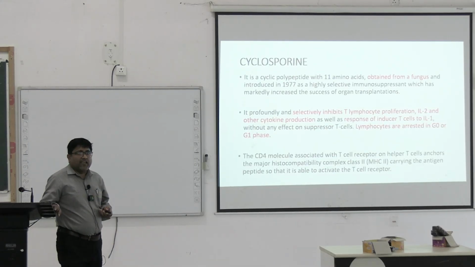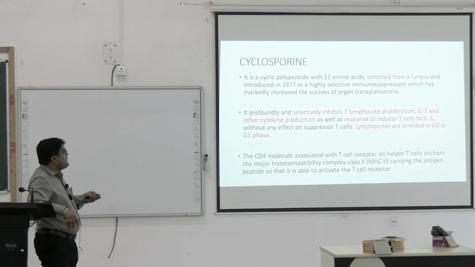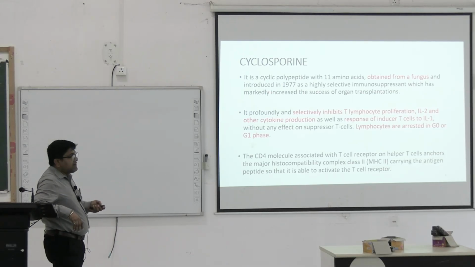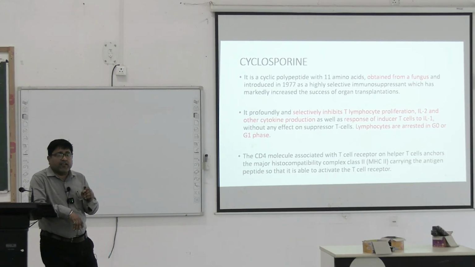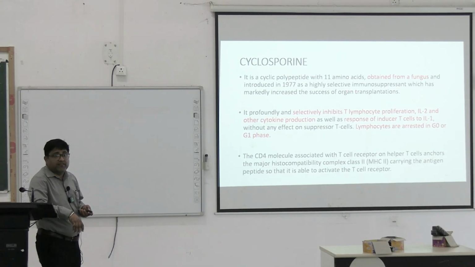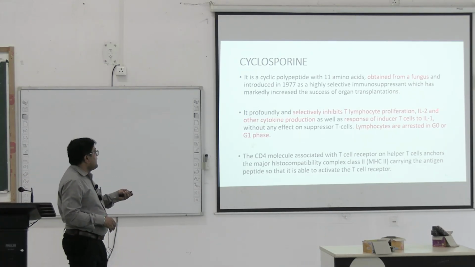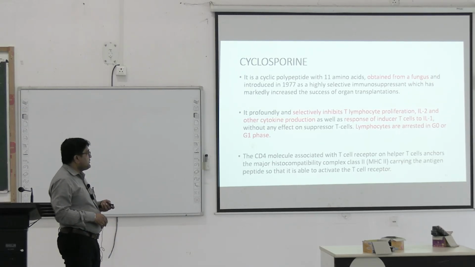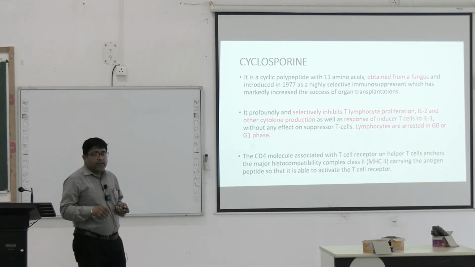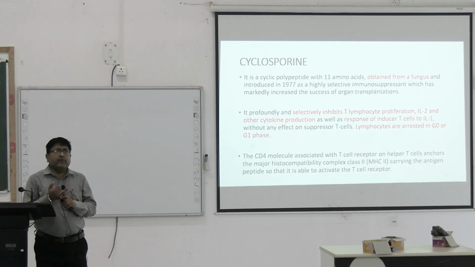Now, coming to cyclosporine, it is basically a cyclic polypeptide with 11 amino acids. The source is a fungus. It was introduced in 1977 as a highly specific immunosuppressant, which has markedly increased the success of organ transplantations. It selectively inhibits T lymphocytes, interleukin 2 and other cytokine production. Lymphocytes are arrested in G0 and G1 phase. They inhibit cell-mediated immunity. Humoral immunity is minimally disturbed.